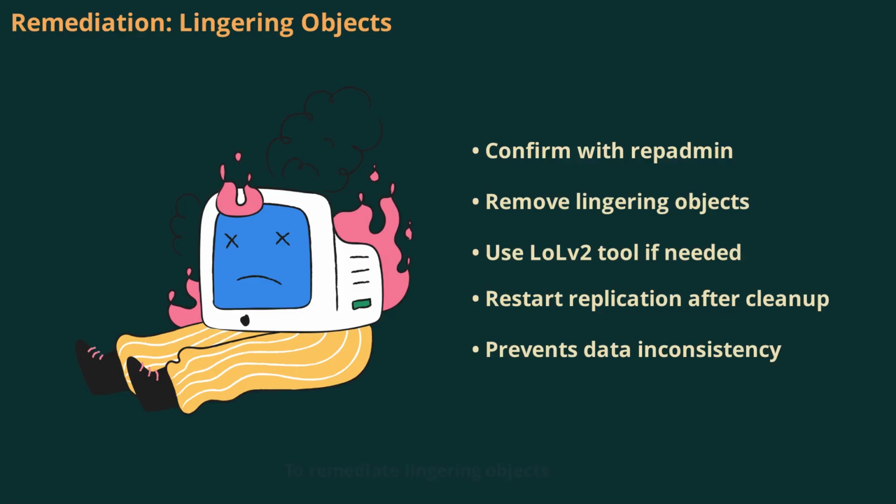To remediate lingering objects, first confirm the failure duration with repadmin. Then, use repadmin or the lingering object liquidator tool to remove the objects. Only restart replication after all lingering objects are purged. This process ensures that deleted data is not inadvertently reintroduced into the directory.